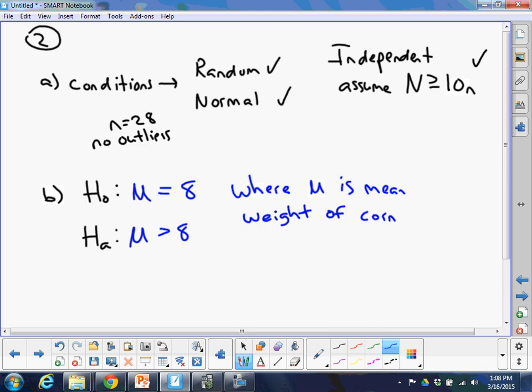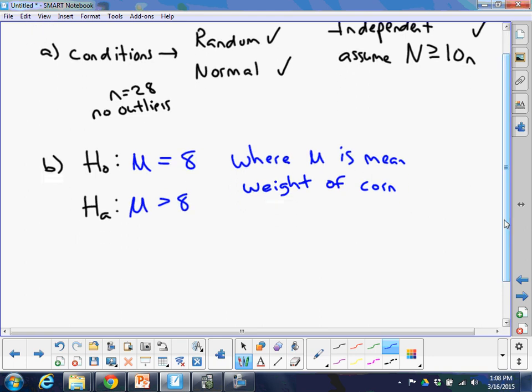Okay, so there's our statements, and we are ready to set up our model and see what happens. Again, the normal condition was met. I always start out by putting whatever H0 says the mean is, and now we look at what was given to us from our sample.